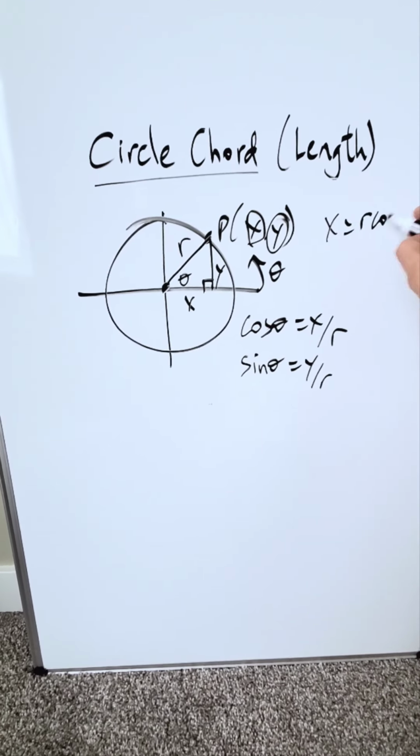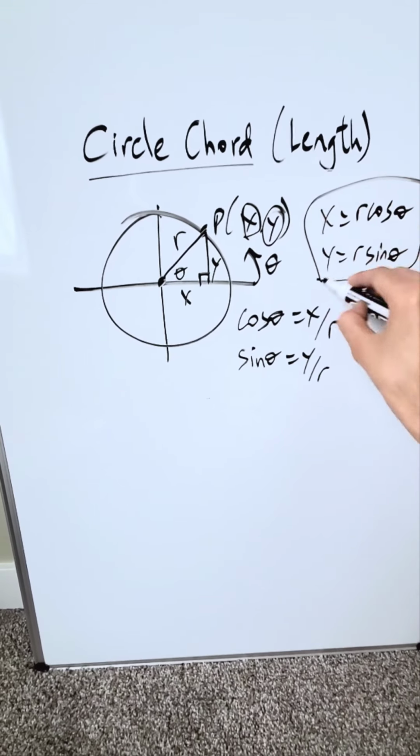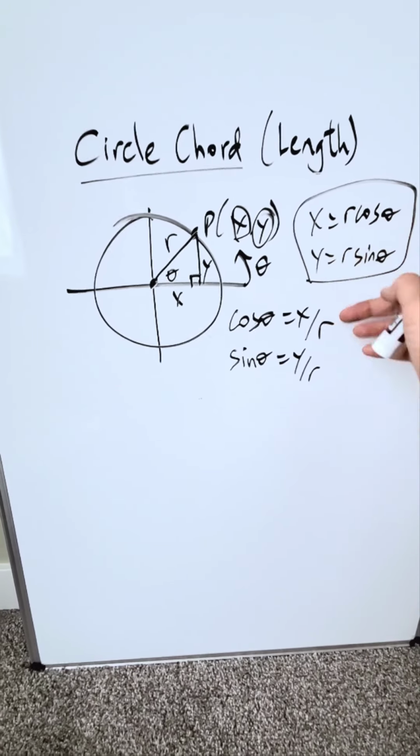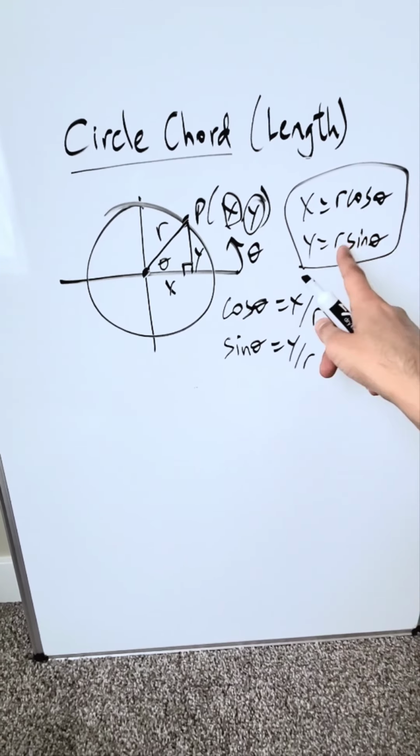X here is equal to r cosine theta, and y is equal to r sine theta, and you have two parametric equations. They have a third variable, a parameter. There are three variables here: x, y, and theta. The radius is not a variable, it's constant. But this is what we needed.